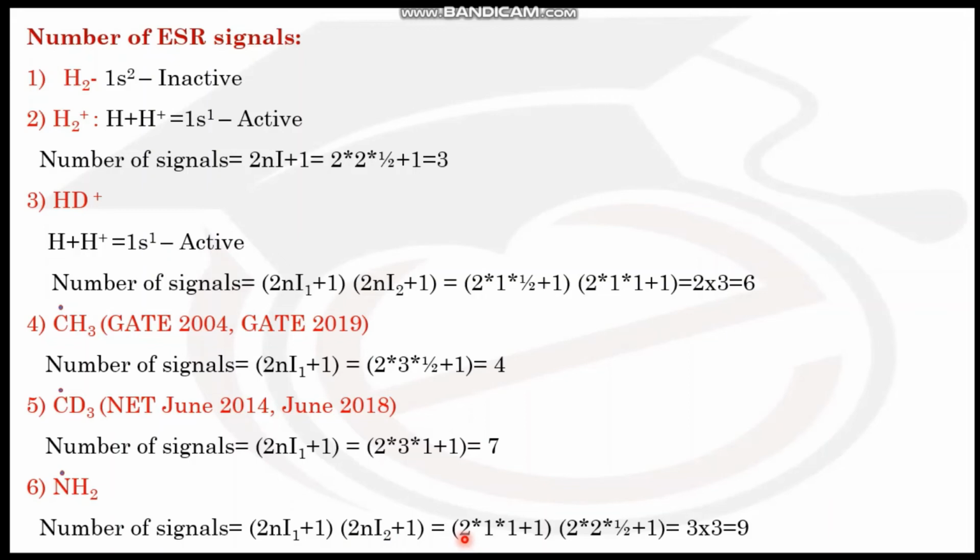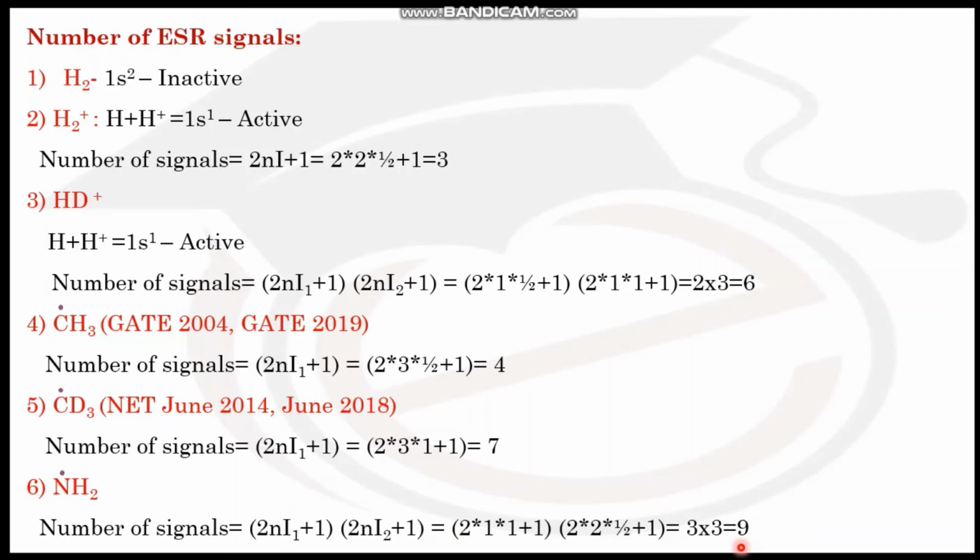Here first we can consider nitrogen: 2 into 1 into 1 plus 1. This nitrogen has a nuclear spin of 1, and this H1 has an I of 1/2. 2 into 2 into 1/2 plus 1. Here we are getting 3, and from this also 3. Overall 9 lines are there.